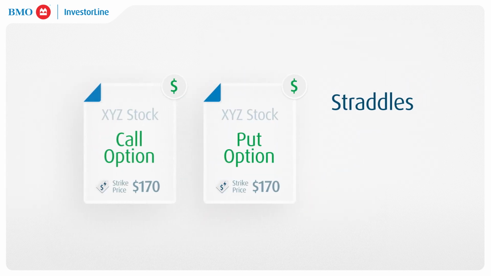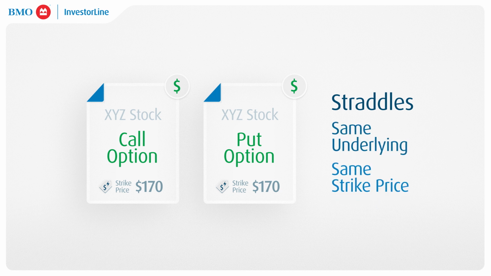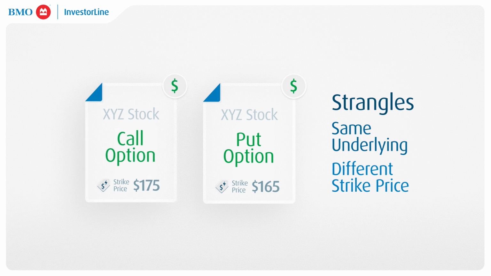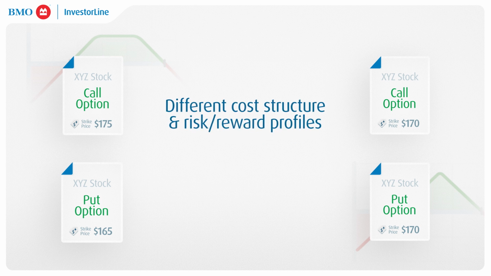The key difference is that straddles involve buying or selling both call and put options on the same underlying and at the same strike price, whereas strangles involve buying or selling call and put options on the same underlying but different strike prices that are out of the money. This minor variation in strike prices results in different cost structures and risk-reward profiles, but the fundamental goal of both strategies remains the same.